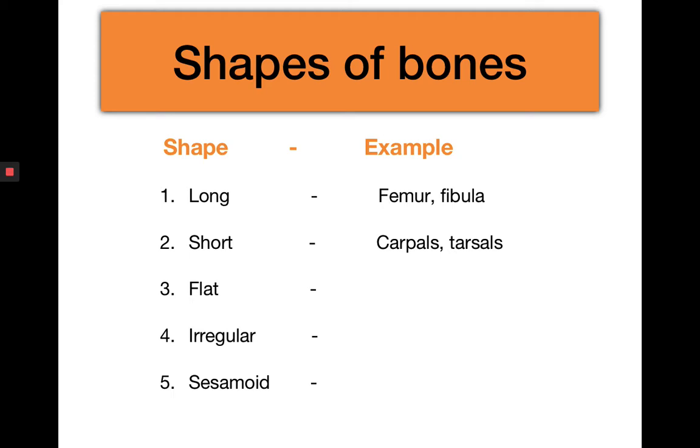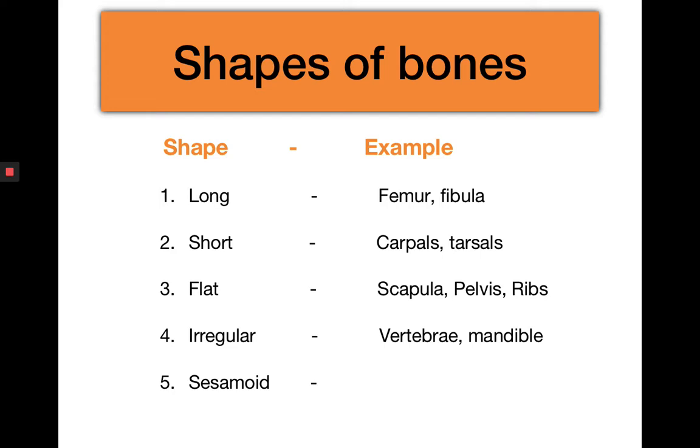We have flat protective bones, so things like our scapula, our pelvis, and our ribs. Ribs look like long bones, but they haven't got a hollow shaft and they don't have epiphysis at either end. So there's no lumpy bits, so they are flat bones. And certain bones in the cranium would be flat bones also.